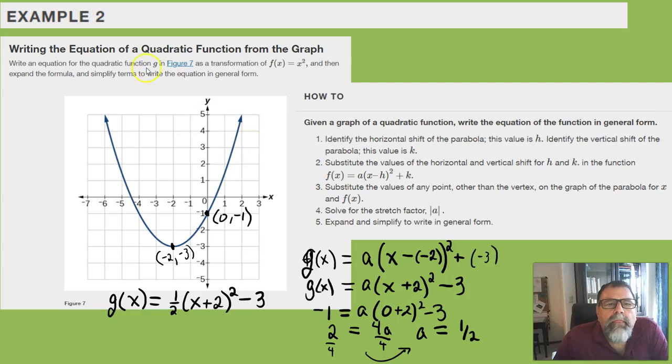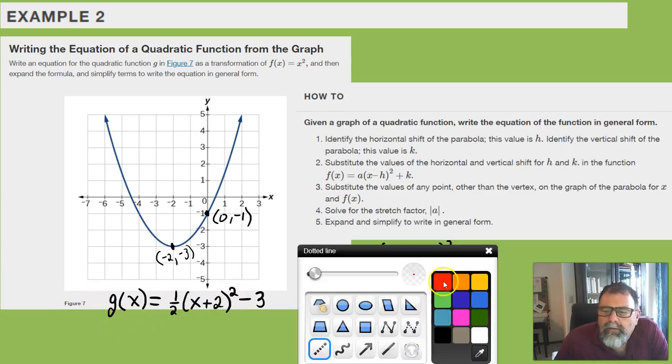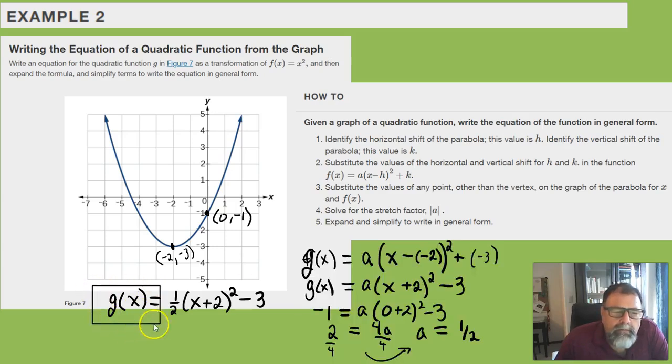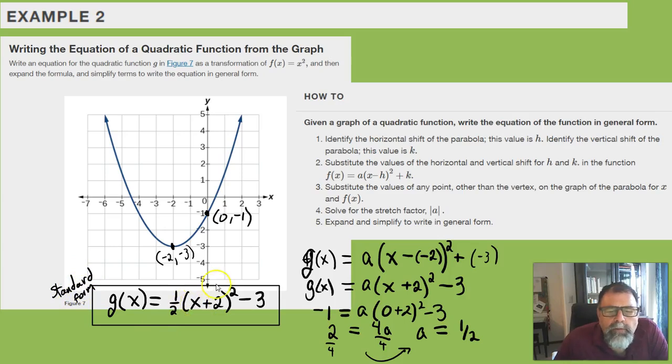Okay. And then they want us to go ahead and expand this so we can write the equation in general form. So this is standard form. And then we're going to go ahead and multiply this out. So if you square, you want to do the square first. Here, let me circle that, or box it. So this is our standard form. Now they want us to do general form, so you just have to multiply it out and simplify it.